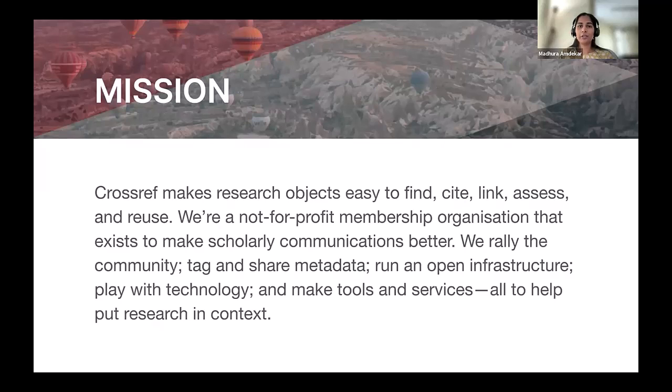We are a not-for-profit membership organization that exists to make scholarly communications better. We rally the community, tag and share metadata, run an open infrastructure, play with technology, and make tools and services. All of this is to try to help put research in context for everyone in the scholarly community.